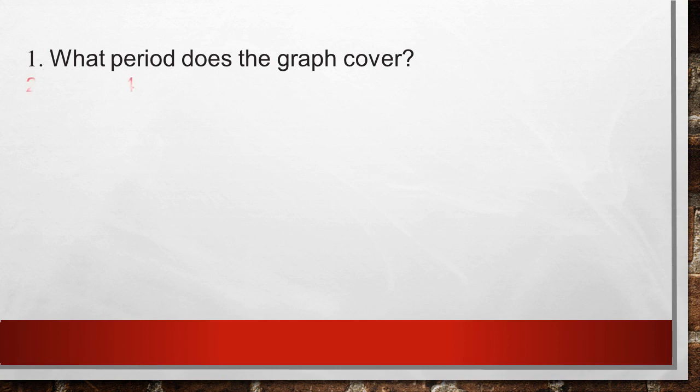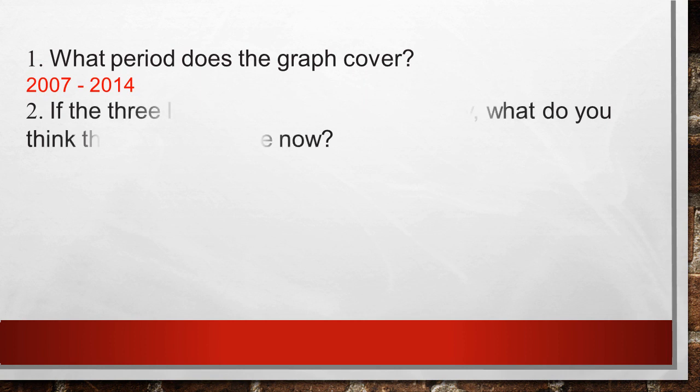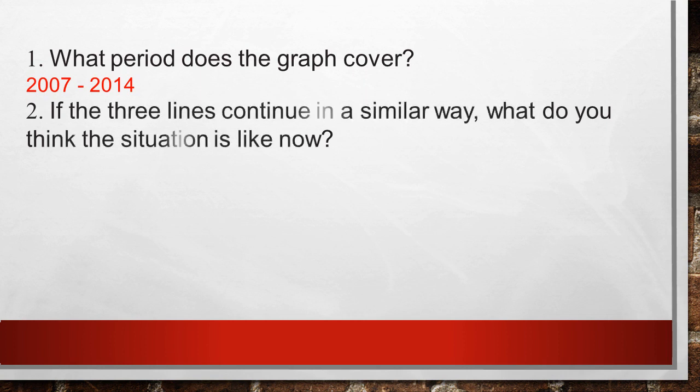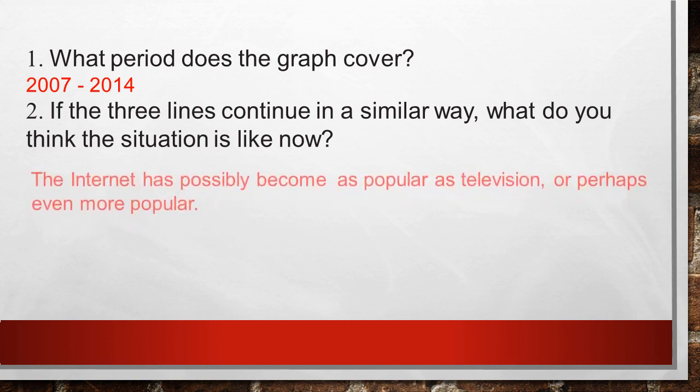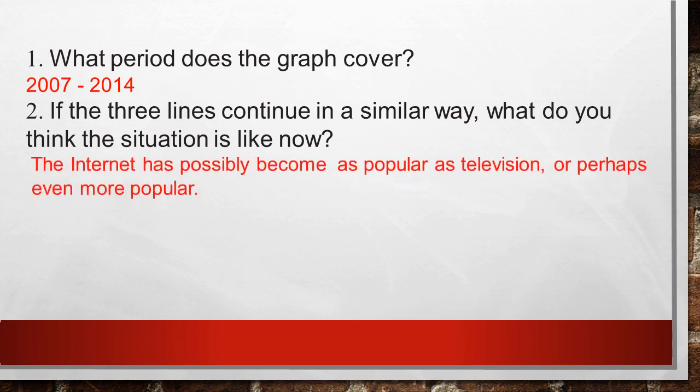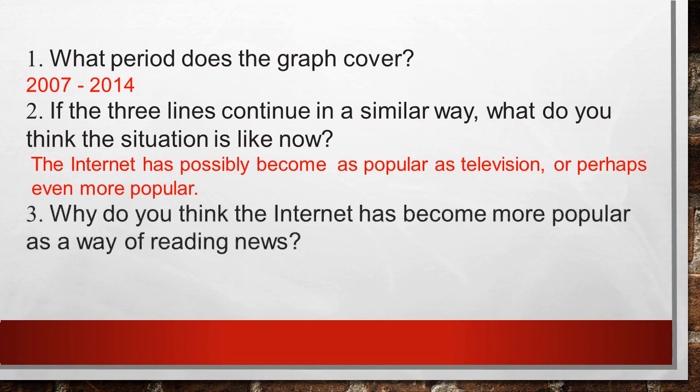Now, questions on this graph. What period does the graph cover? It is from 2007 to 2014. And if the three lines continue in a similar way, what do you think the situation is like now? Well, the internet has possibly become as popular as television, or perhaps even more popular, because as we said, the line of internet is rising and the line of television is going down.